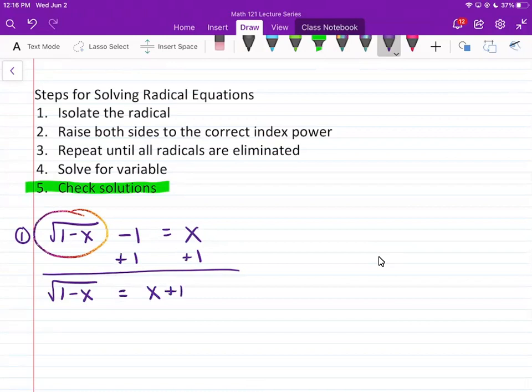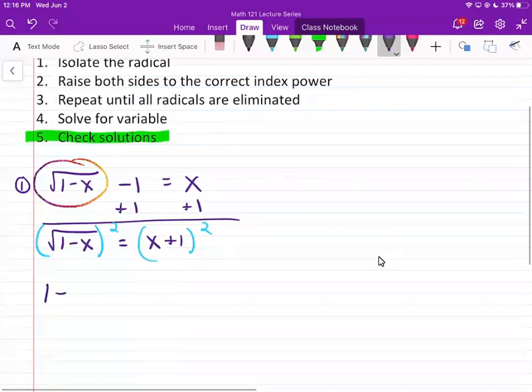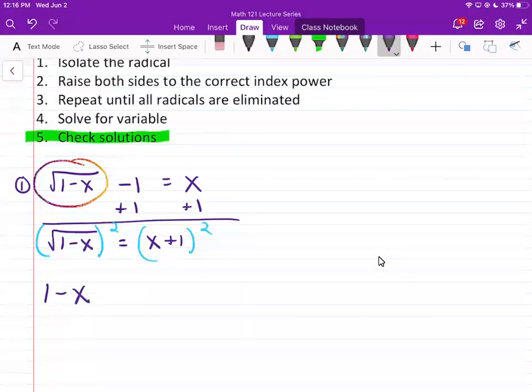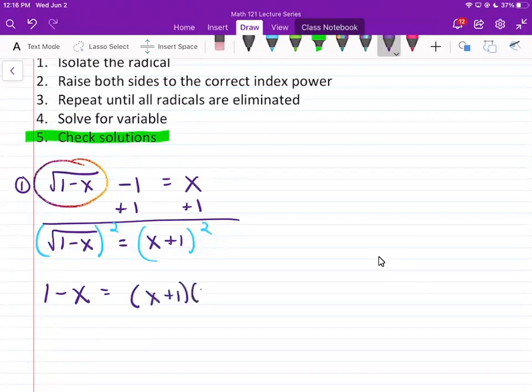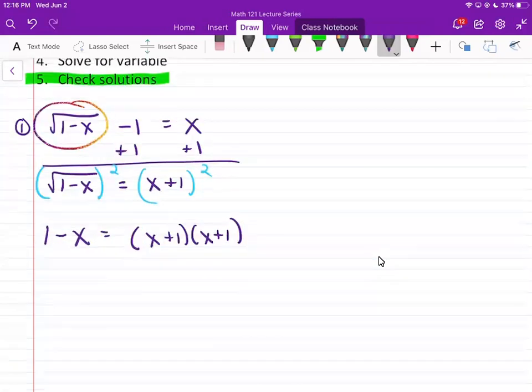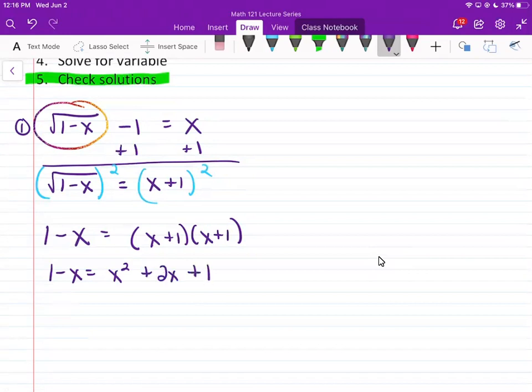Our index in this case is an understood 2. I'm going to therefore raise both sides to the second power. Raising a square root to a second power eliminates the radical, leaving me with 1 minus x on this side. And over here, remember that 2 is not distributed. Rather, it means that the entire expression is squared and we will need to FOIL. This leaves us with 1 minus x equals x squared plus 2x plus 1.